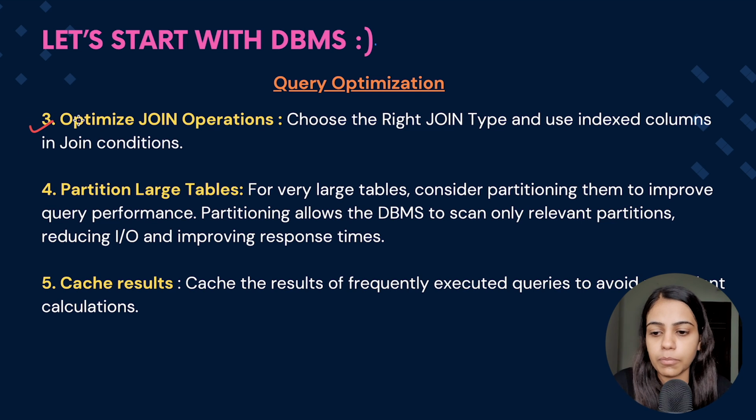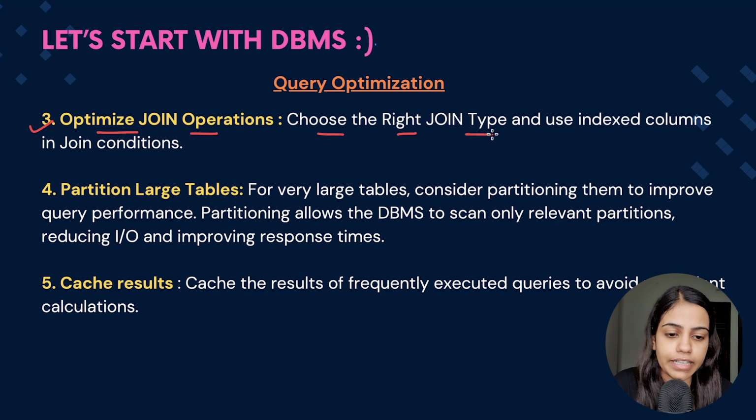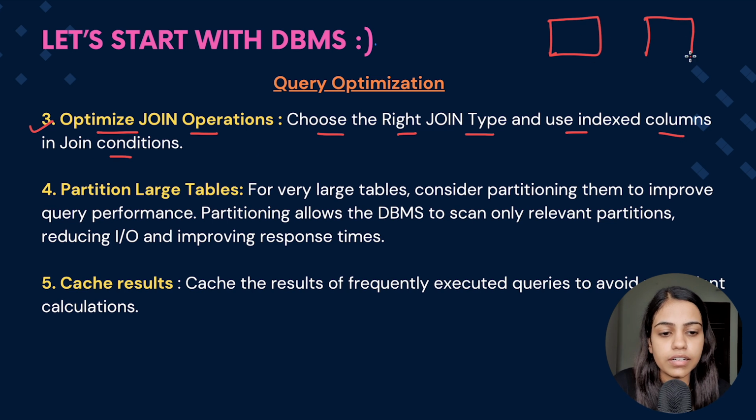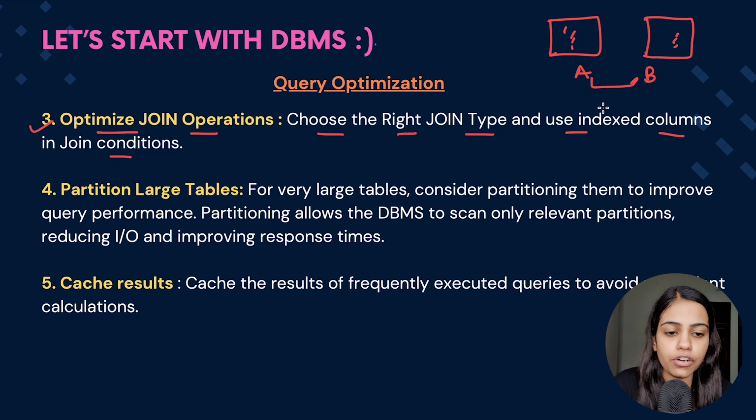Now coming to the third point, that is optimize join operations. Choose the right join type and use indexed columns in the join condition. Now what is a join? Consider there are two tables A and B and I want some details from both A and B. I'll perform a join operation between them on the basis of a common attribute which is common between both the tables.